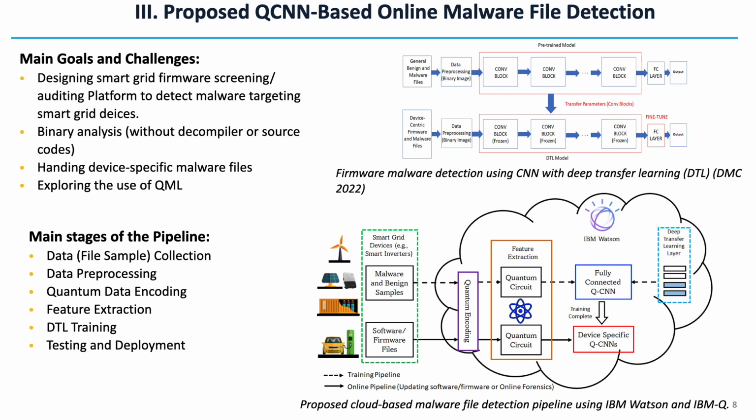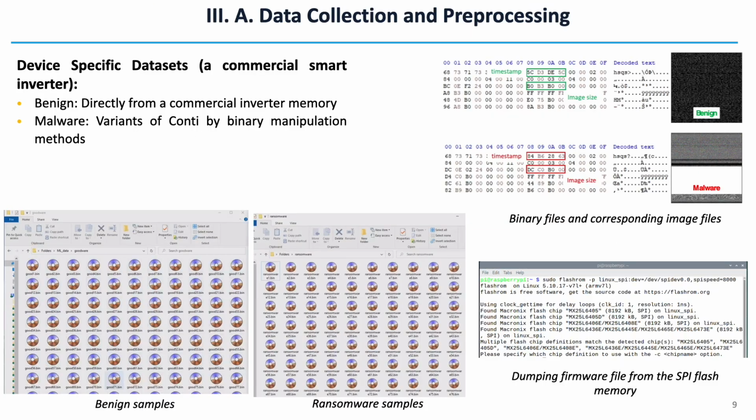The main stages of the pipeline include data collection, data preprocessing, and quantum data encoding. Just like I mentioned previously, in gate-based algorithms, we need quantum data encoding. Lastly, feature extraction and deep transfer learning training. Just like every machine learning model, at the end, we test and deploy our machine learning model in appropriate systems.